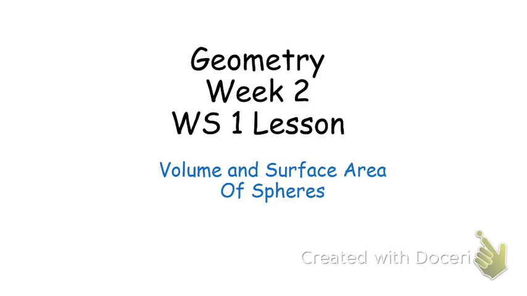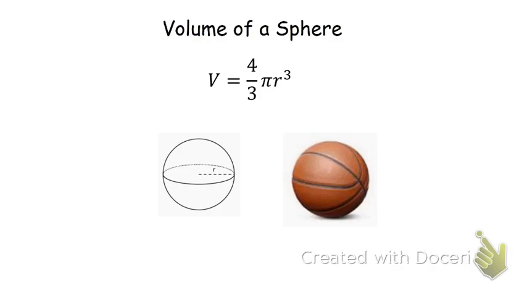Today's lesson is going to be finding volume and surface area of a sphere, which is a ball, a solid round ball. I think you guys will think this is interesting. So here's the formula for the volume of a sphere: 4/3 pi r cubed, and r, the radius, goes from the center of the sphere out. An example of a sphere would be a basketball.